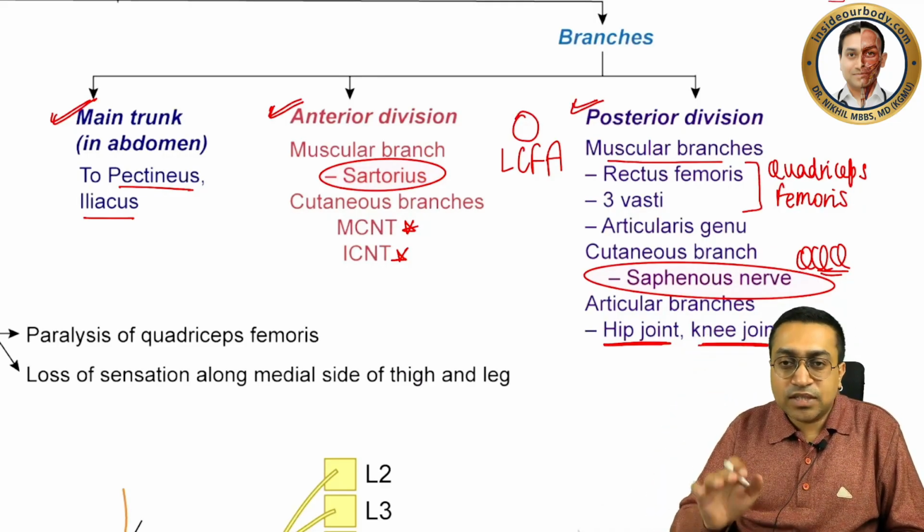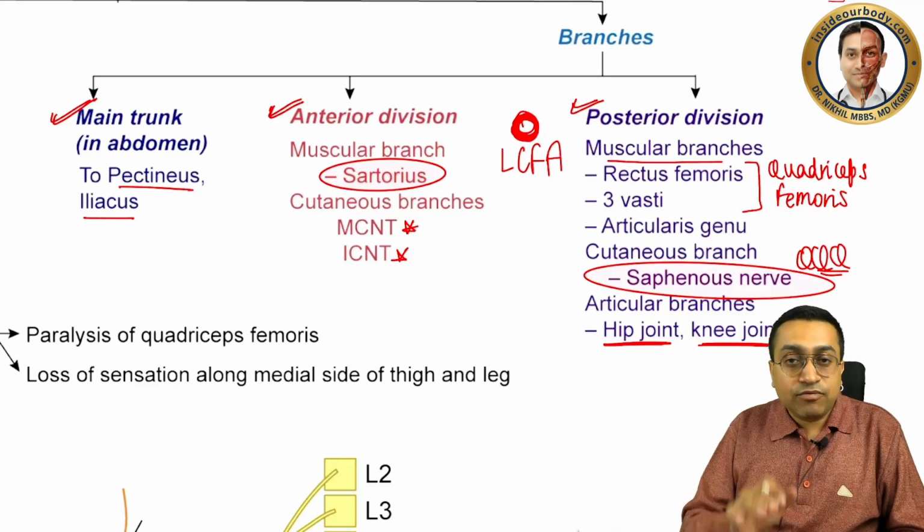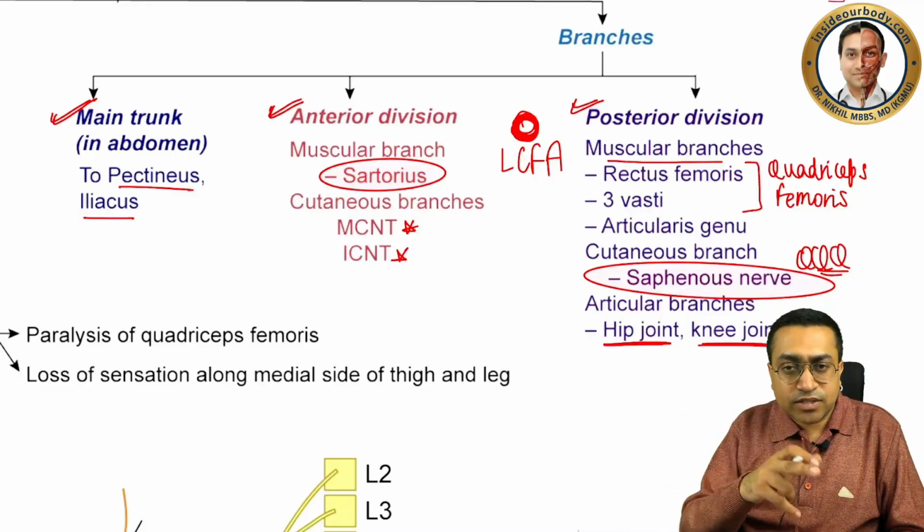Okay, so let us see these important things. Also another thing, there is an artery, that is the lateral circumflex femoral artery, which we just discussed. Remember the medial and the lateral circumflex.